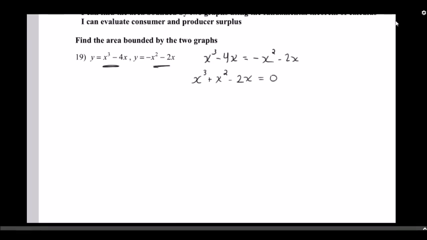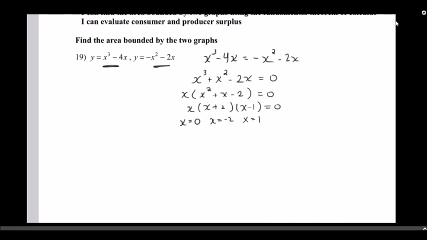On the left side, you can factor out an x. And this can be factored further into x plus 2 and x minus 1. So we have three solutions to this equation: x equals 0, x equals negative 2, and x equals 1.